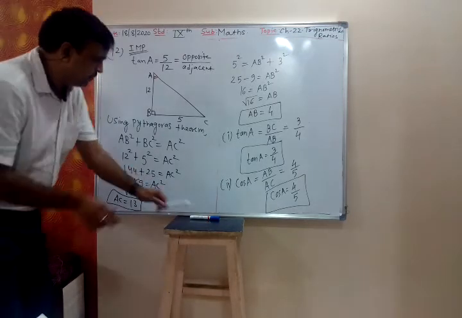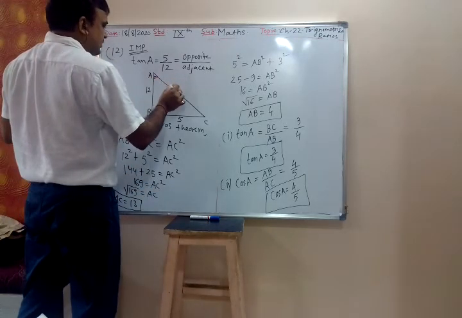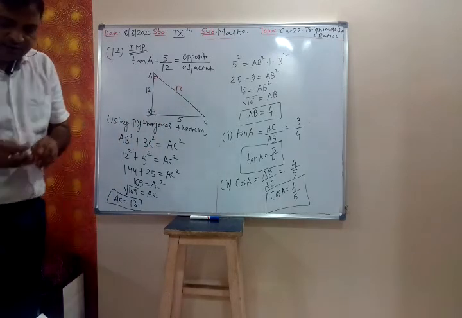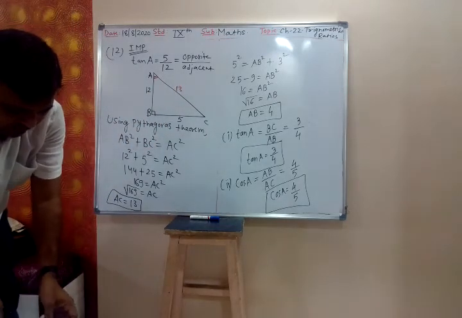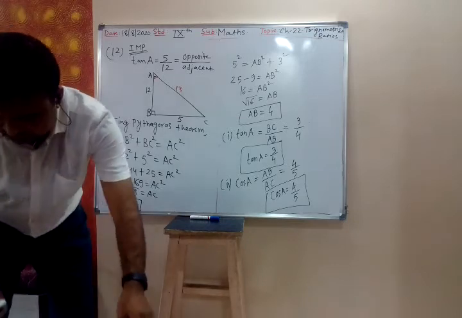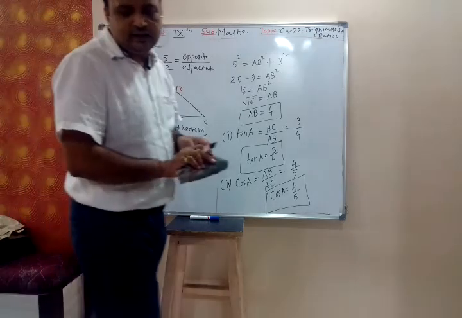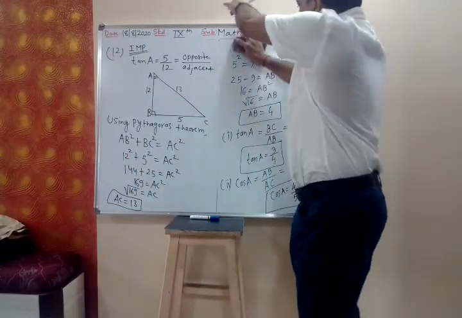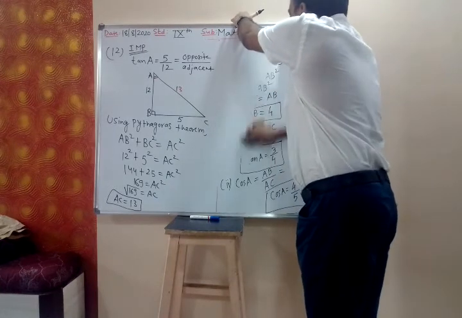So my AC is now 13. Now what is asked? Find cos A, sin A. Now find cos A.